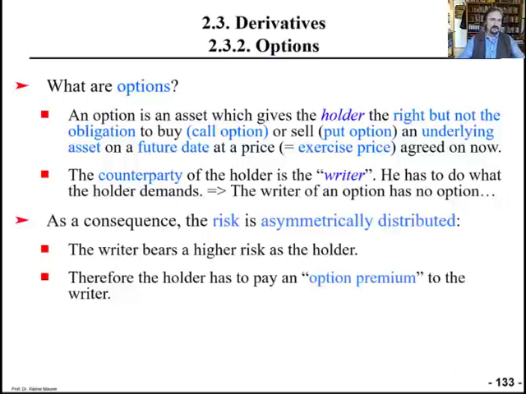The counterparty of the option holder is called the writer. He has to do what the holder demands. In other words, the writer of an option has no option, in fact. As a consequence, the risk of an option is asymmetrically distributed. The writer bears a higher risk than the holder. Therefore, the holder has to pay an option premium to the writer in order to compensate the writer for the higher risk.